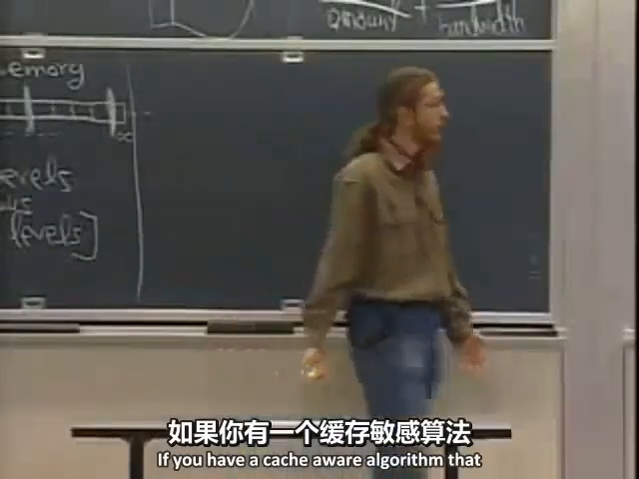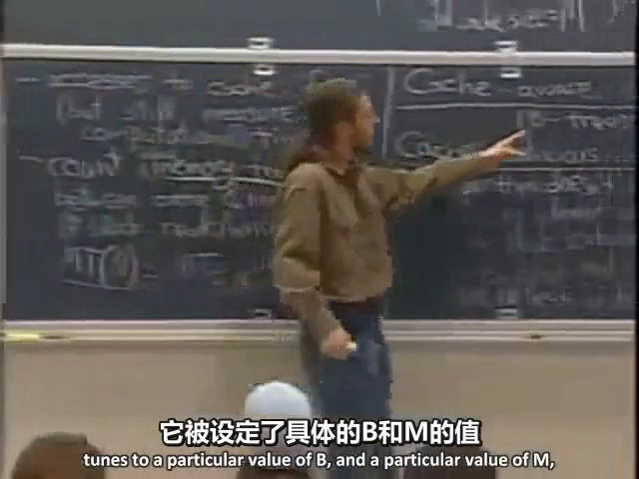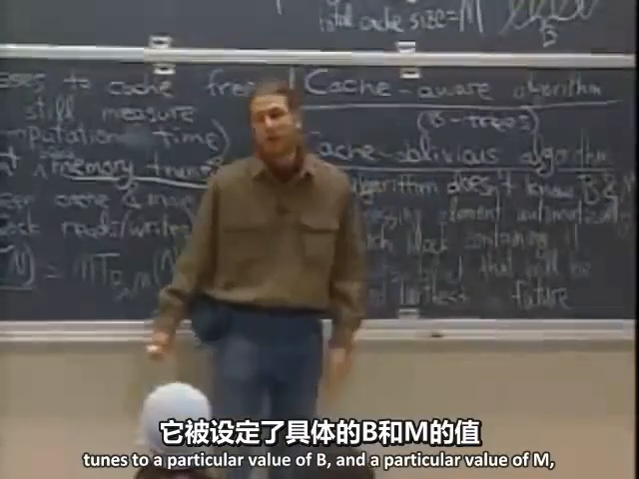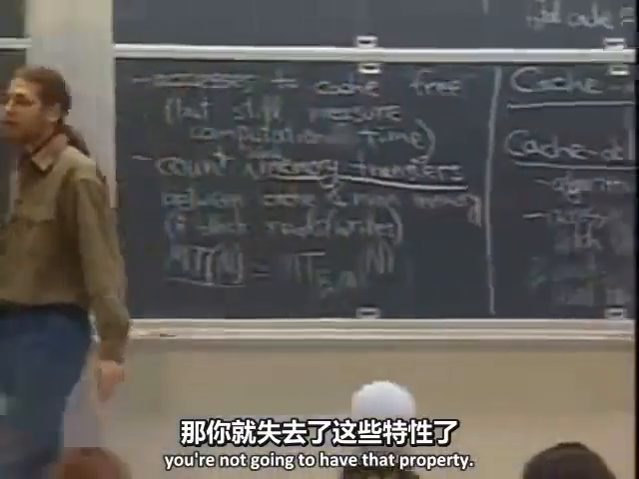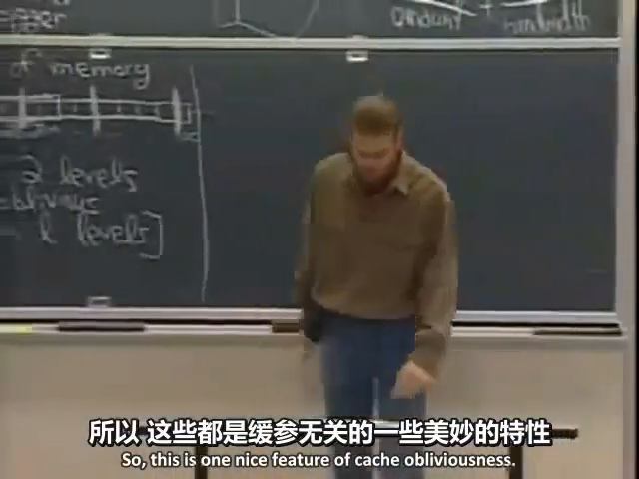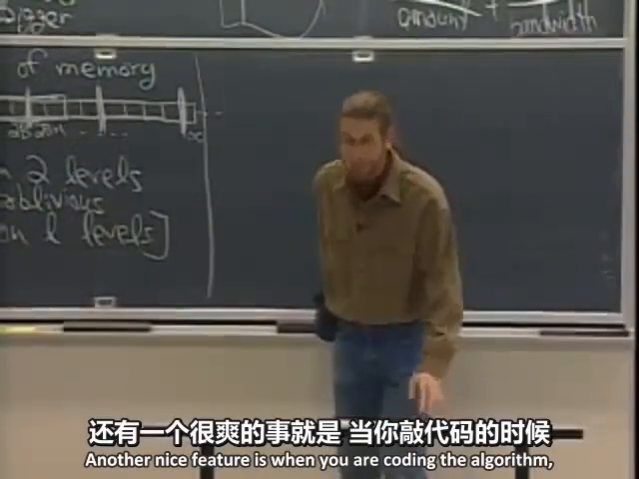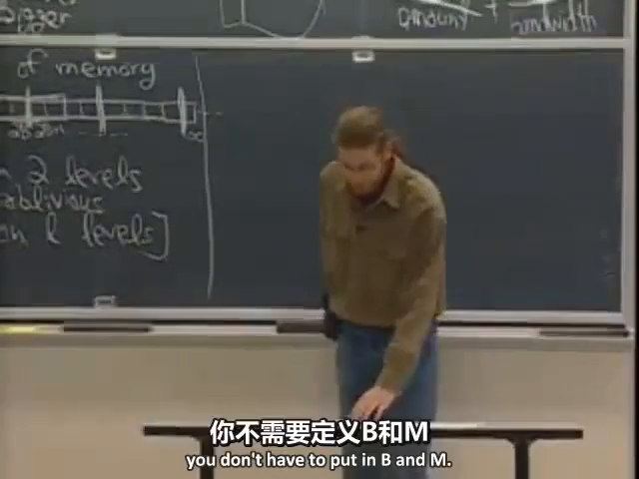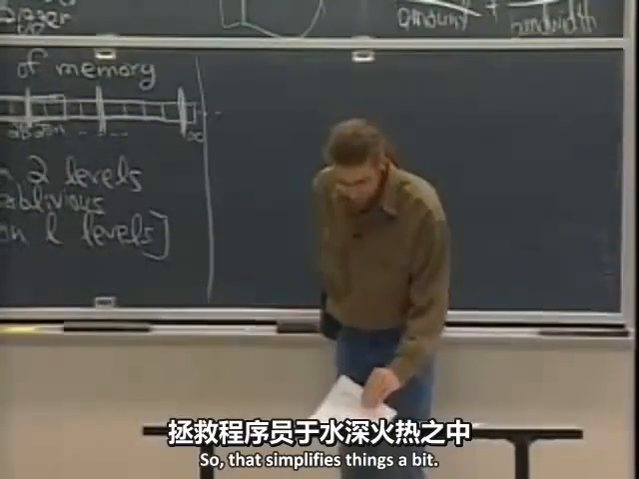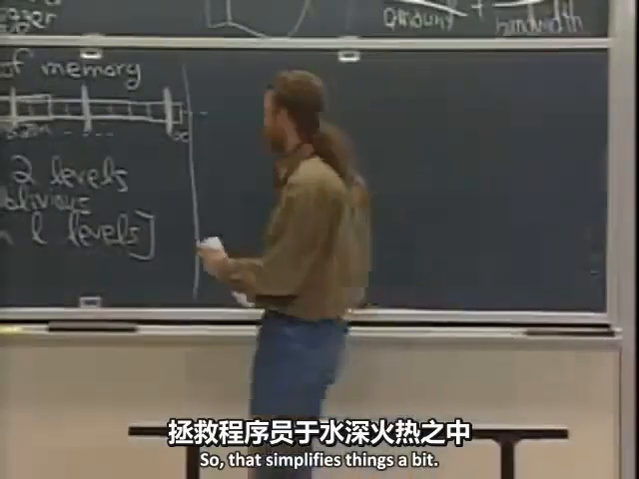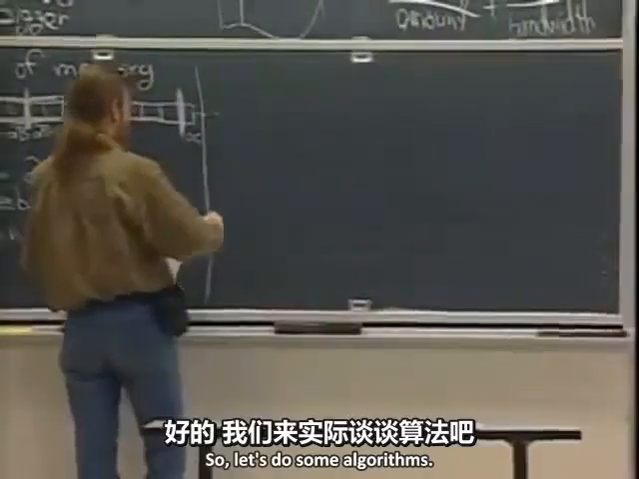If you have a cache aware algorithm that tunes to a particular value of B and a particular value of M, you're not going to have that property. So this is one nice feature of cache obliviousness. Another nice feature is that when you're coding the algorithm, you don't have to put in B and M. So that simplifies things a bit.